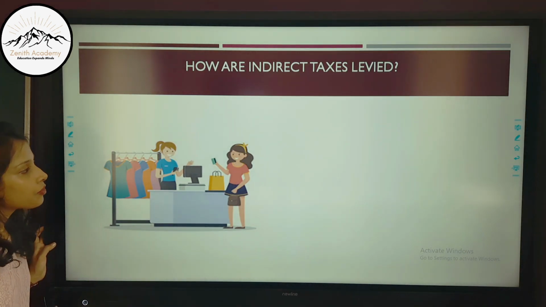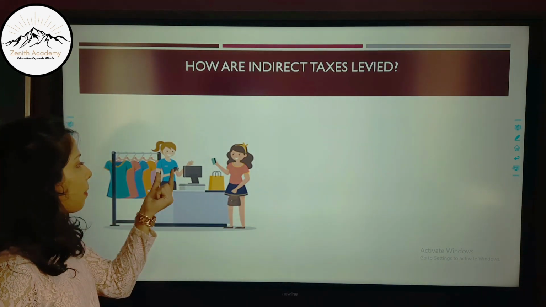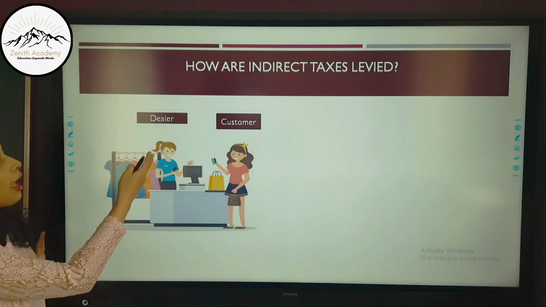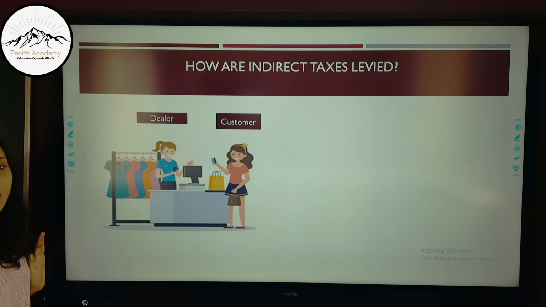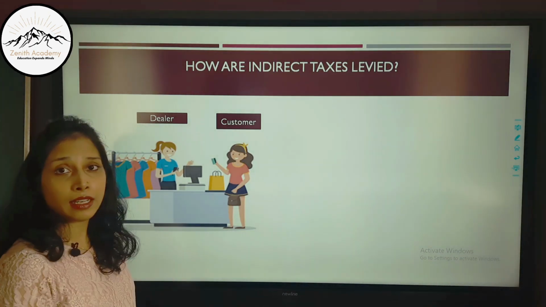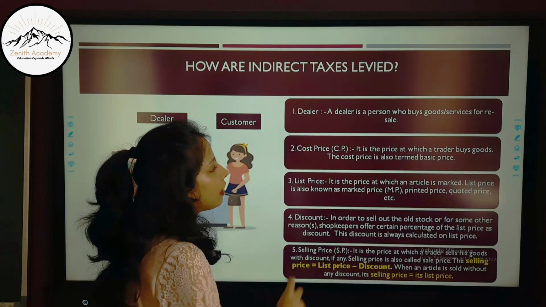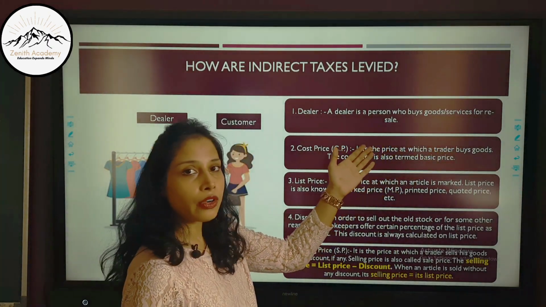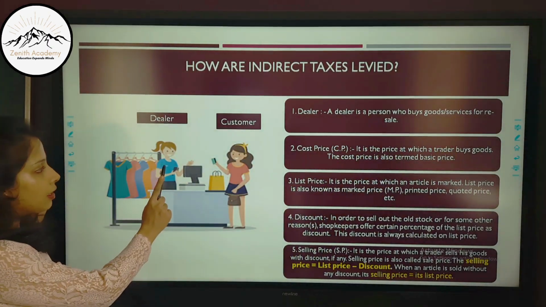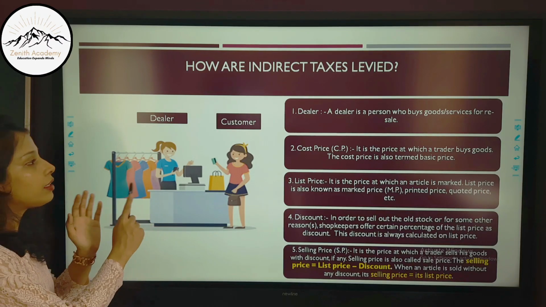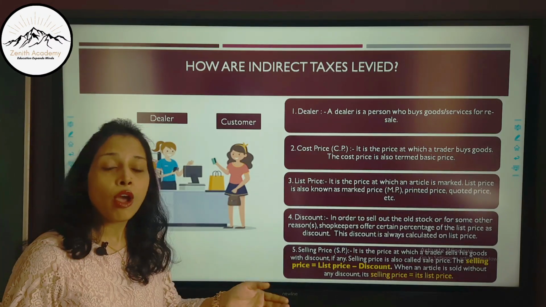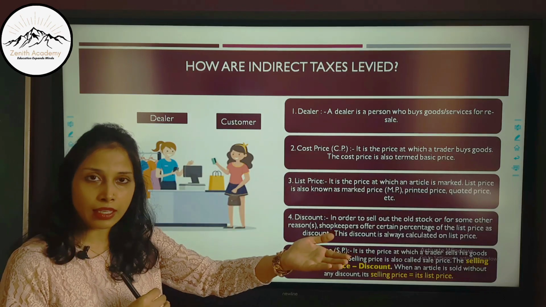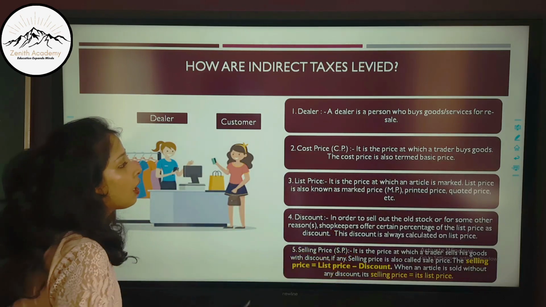See, in this scene, we are seeing a customer buying clothes from a shopkeeper. She is the customer and let's say he is the dealer. Now, who is the dealer? Dealer is a person who buys goods or services for resale. See, this is the person who in turn is buying goods in bulk from another person so that he can resell them again to the final customer.